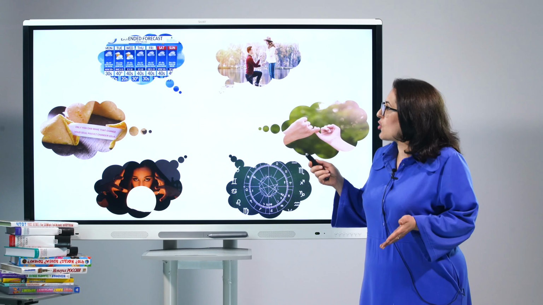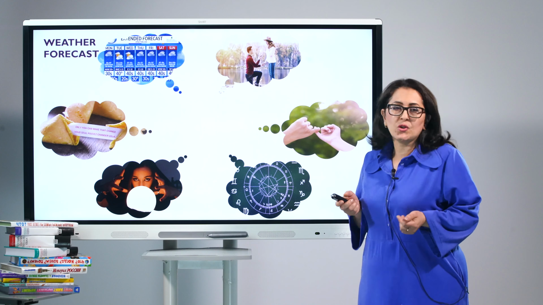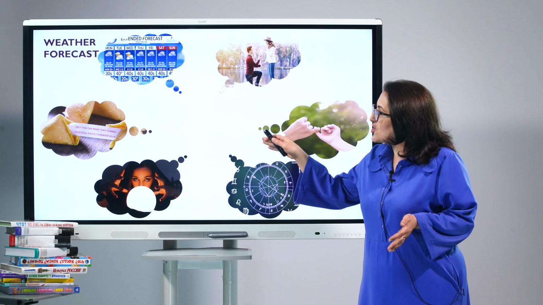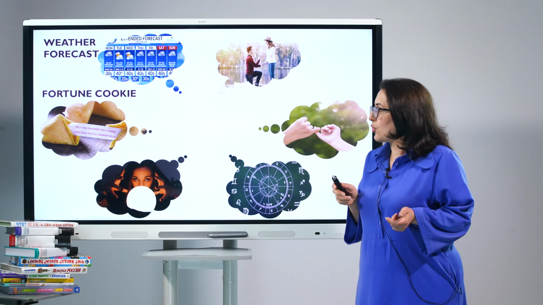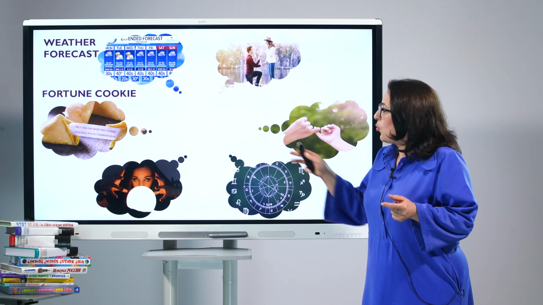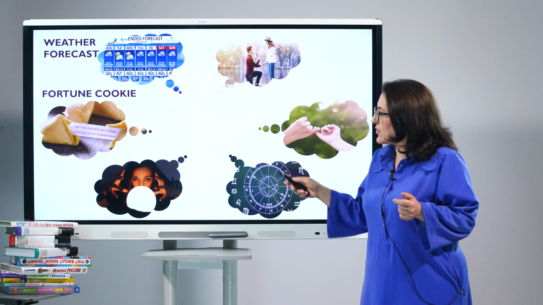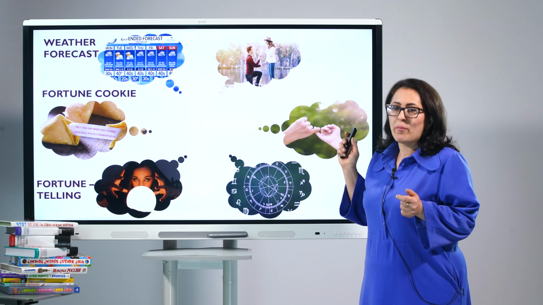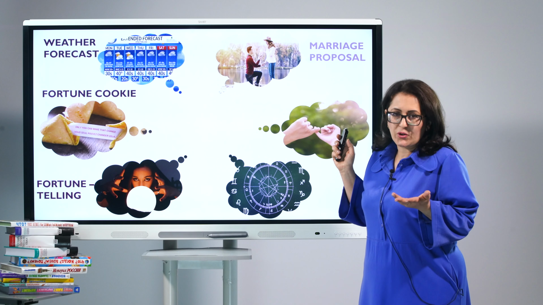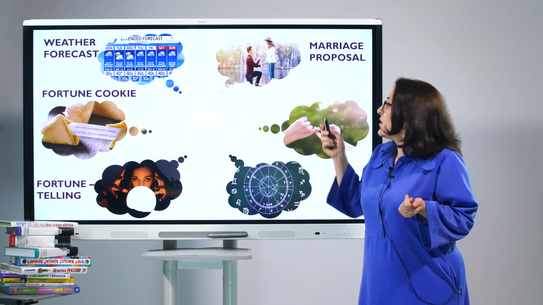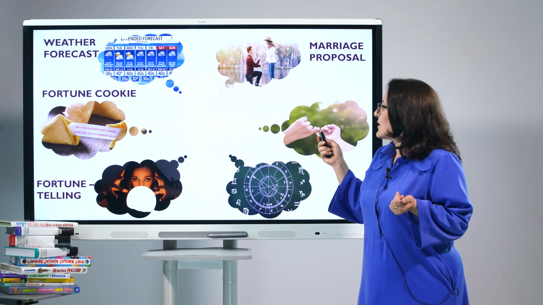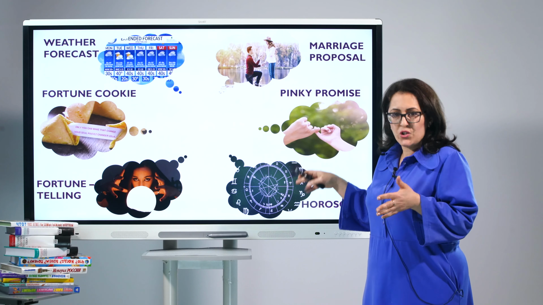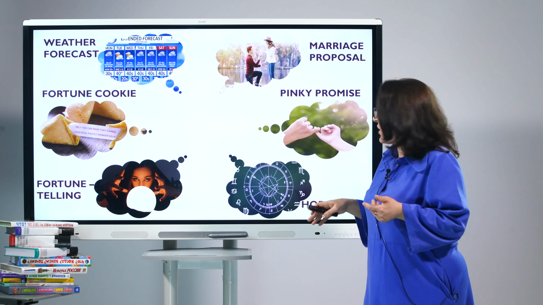So the first picture at the top, what is it? Right you are. This is a weather forecast. What is the next picture, which is below? This is fortune cookie. It's a kind of cookie with a fortune. What is the next picture, which is at the top of the screen? This is fortune telling. What is the picture which is at the top again? It's some kind of proposal, you are right? It's marriage proposal. The picture which is below, it's a kind of promise. It's pinky promise. And the last one, which is at the bottom again, it's a horoscope.